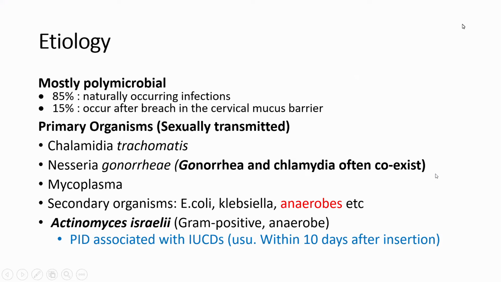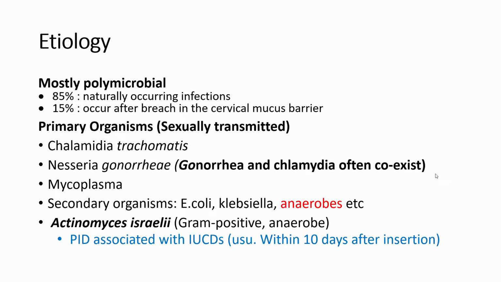In that case, there could be a breach in the cervical mucus barrier as well. So what are the common organisms? Though we know it is polymicrobial, the common ones are chlamydia, which is the most common cause of pelvic inflammatory disease, followed by Neisseria gonorrhoeae. These two often coexist and contribute almost 70-80% of the cases of pelvic inflammatory disease.